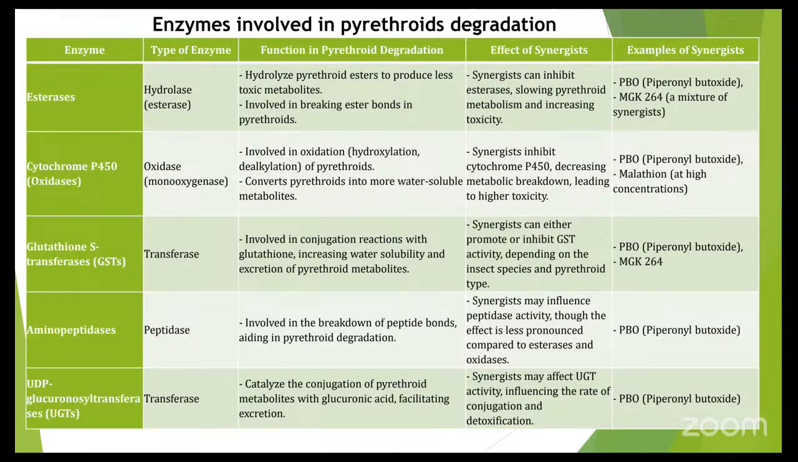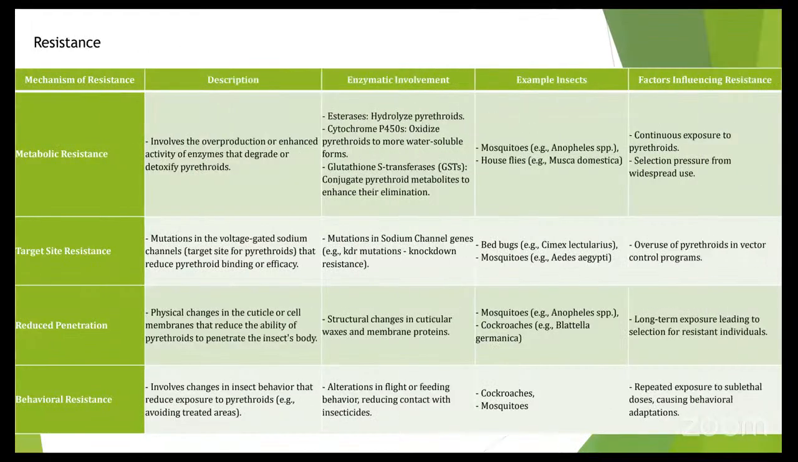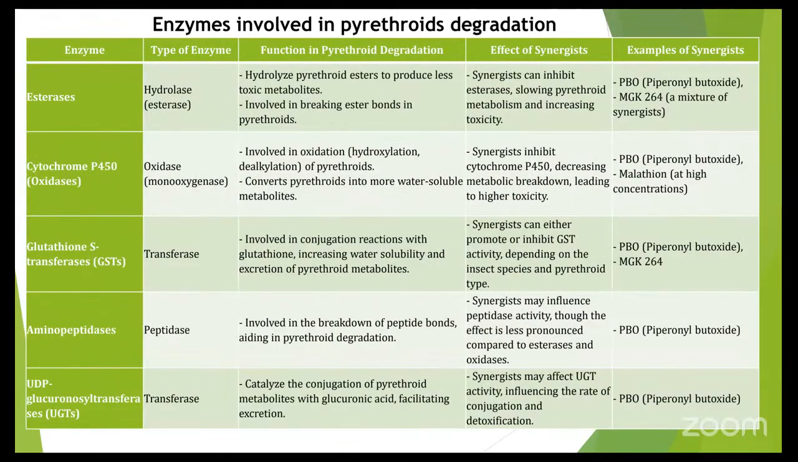Okay, effects of synergists on the enzymes. Before we talk about resistance, we have to deal with the effects of synergists on enzymes. Synergists such as piperonyl butoxide, like we have seen here, are examples of synergists, which were originally introduced to prolong the activity of unstable pyrethroids.